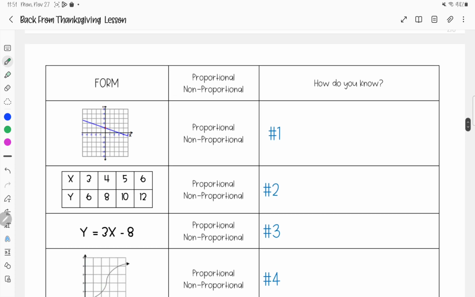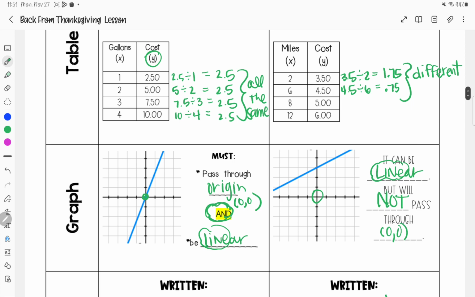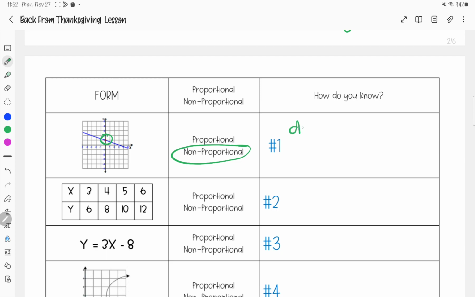So I can look at this. From a graph, I come back up here to my graph, and it says if it's proportional, it needs to pass through the origin, and it has to be a straight line. So come back down here. This one does not pass through the origin, so this is non-proportional, and for my reason: doesn't pass through the origin, or 0, 0.